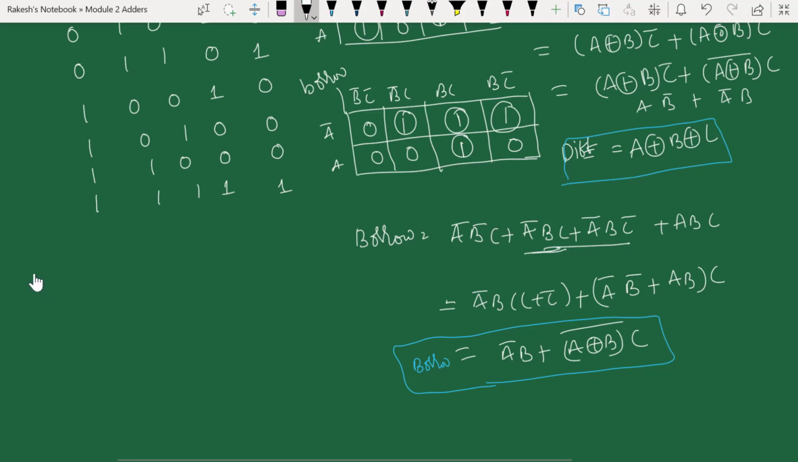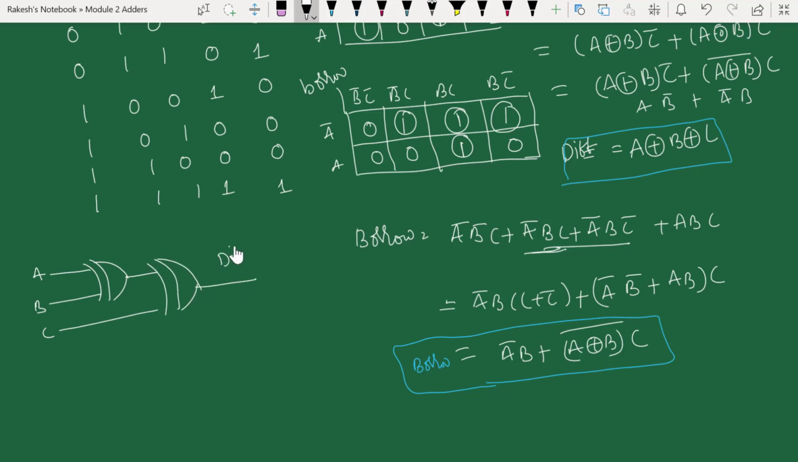I am going to have A, B, C. So first I am going to form one XOR gate, A and B. Then I am going to take the output of here, then connect it with one more XOR gate. So this is my difference output, A XOR B XOR C.